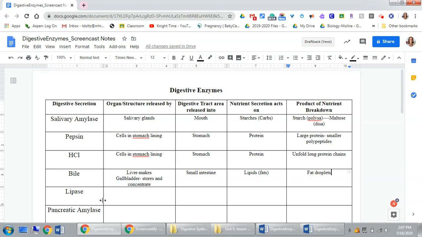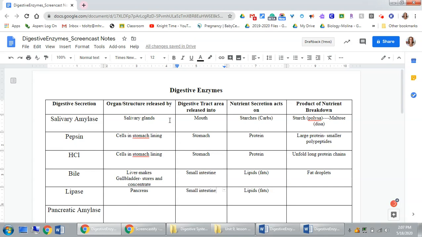Next we have the digestive enzyme lipase. Think about the name, lipase, lipid. That is a pattern. Lipase is going to digest fats. Lipase, however, is going to be made in the pancreas, another one of our accessory organs. Because lipase is made in the pancreas, you are going to release it into the small intestine.